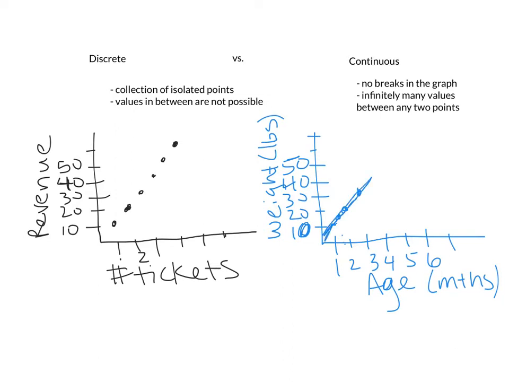So there's all sorts of values that can exist between the whole number values. That's really more of what a continuous graph would look like. You can imagine, sure, there's 2 months and 3 months, but there's also almost 3 months, and they're almost 30 pounds. So there's all sorts of values within the whole number values as well.